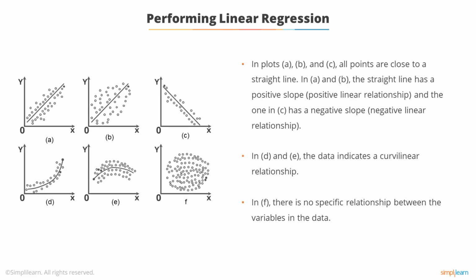In plots A, B, and C, because they're all close to a straight line, we can also look at the slope. A and B have a positive slope, which means there's a positive linear relationship of x on y, and the one in C has a negative slope. So when x increases for C, y decreases. Now with D and E, that relationship changes to curvilinear. And in F, it doesn't look like there's any specific relationship between the variables in the data.